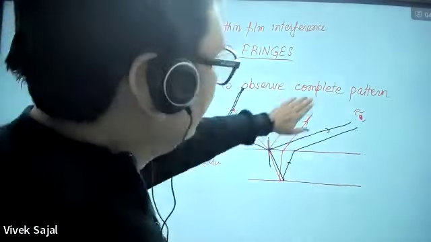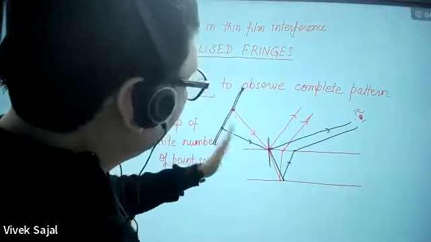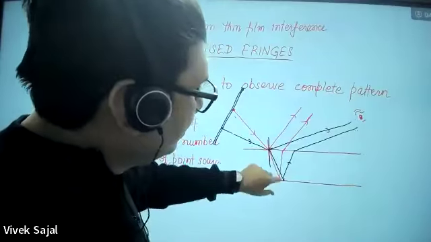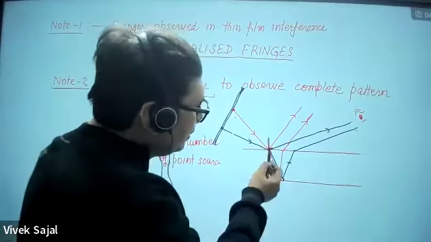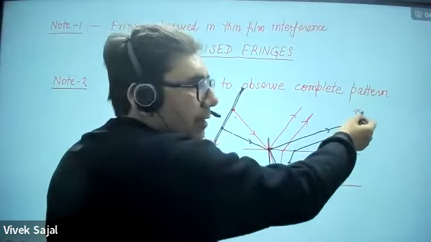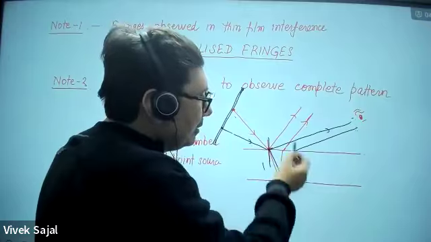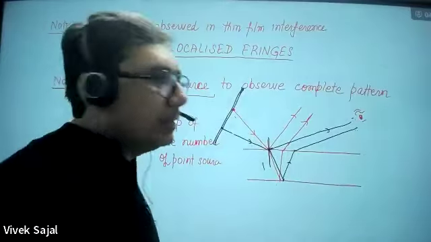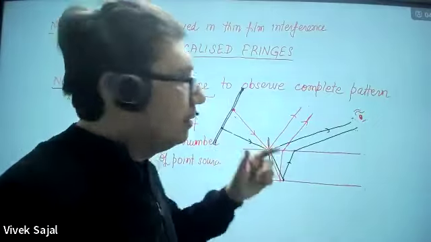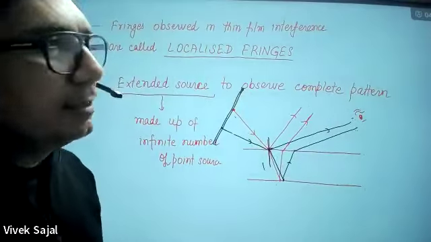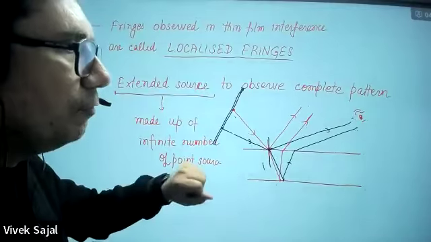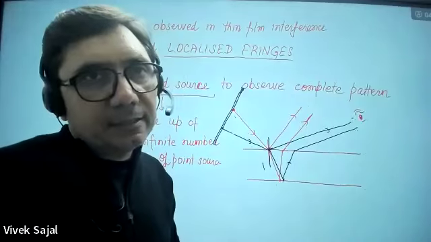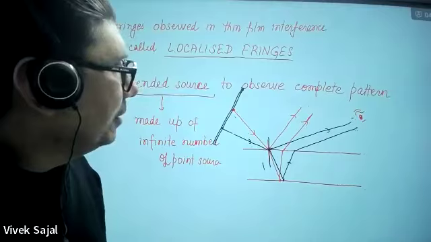Surely from this point, light is not entering my eye, but there will be another point from which the light emerging will split in this way and enter my eye, and my eye will be able to observe the interference taking place here. So if you want to observe the pattern formed throughout the film together, you need an extended source like this. So for today, I'm going to stop here.